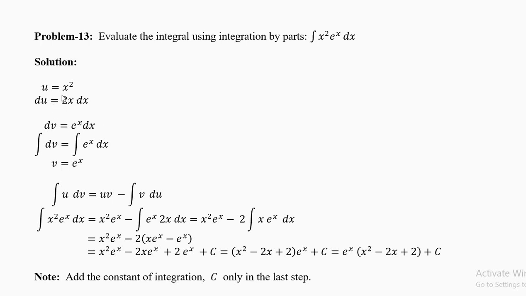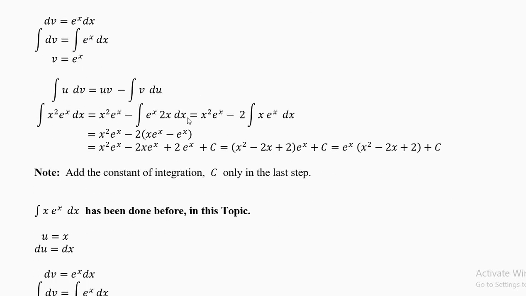du equal to 2x dx. Remember there is a 2x sitting here. It's not dx, it is 2x dx. Integrate dv, you will get v equal to e power x. Integral u dv equal to u into v minus integral v du. U equal to x square, v equal to e power x. Just copy it in 2-3 steps. After that, now you do part 2 minus integral v du.